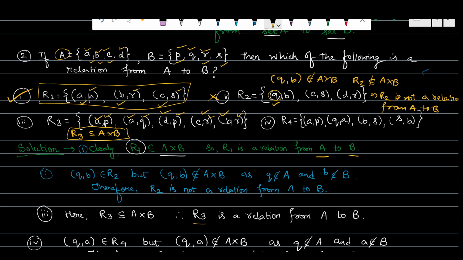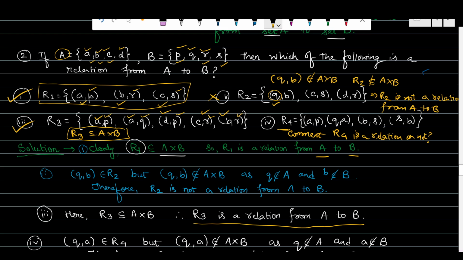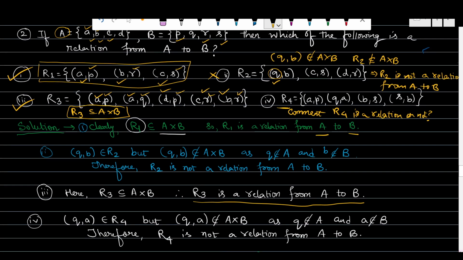See here, R3 is a relation from set A to set B. So this option is also correct. Similarly, you may check this and comment in the comment section whether R4 is a relation or not. This is my question to you. So we will discuss this question in the next class.